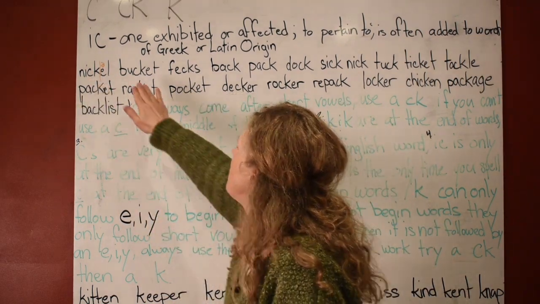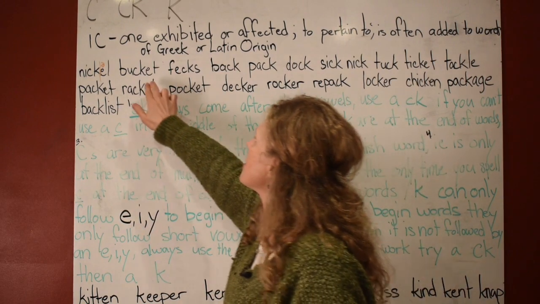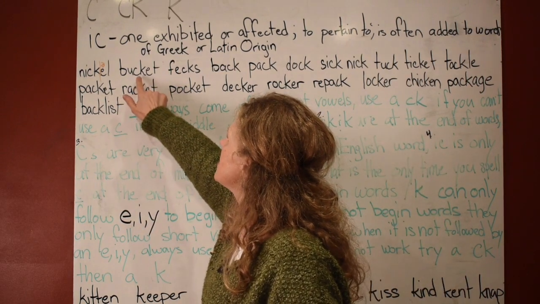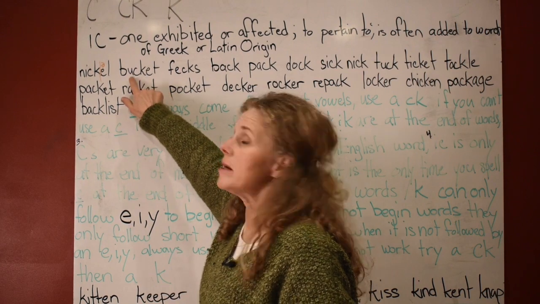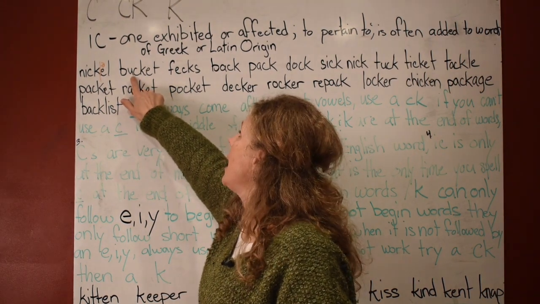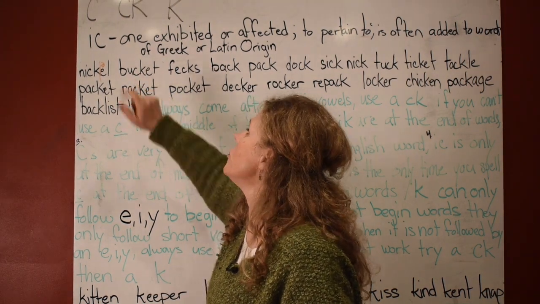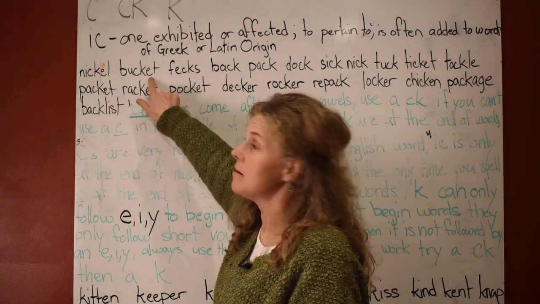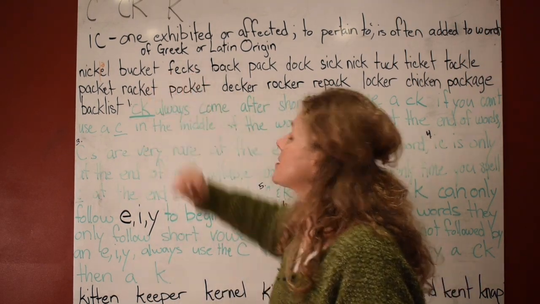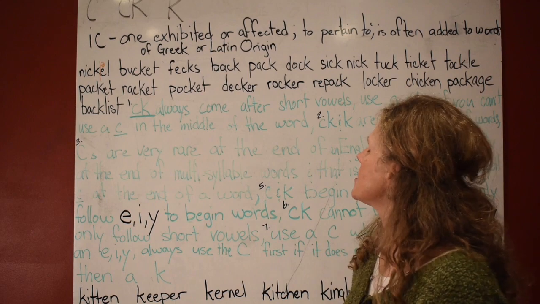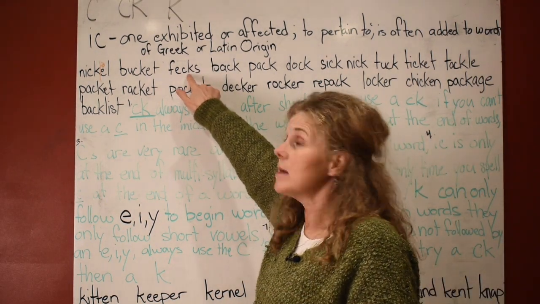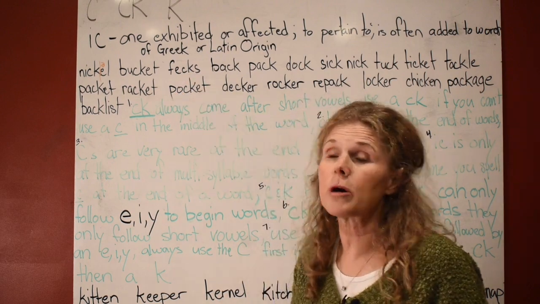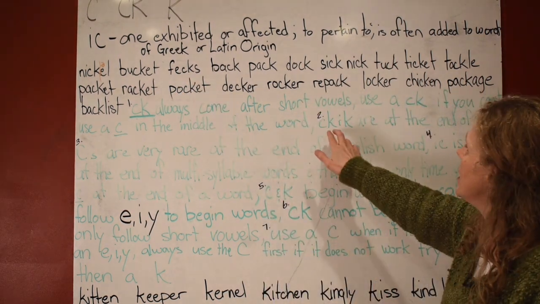Okay, bucket, same thing here. This CK comes right after a short vowel, and that's why we have it here. But we can't use a C because this is an E. Next, this is a little bit different because this CK looks like it is in the middle of a word. Let's read number 2.